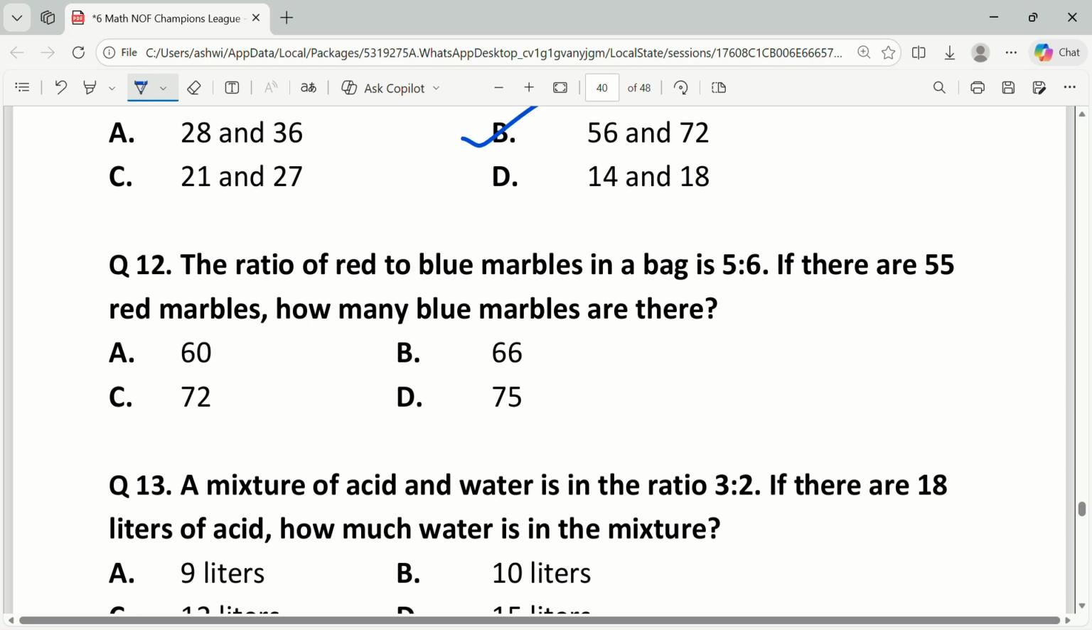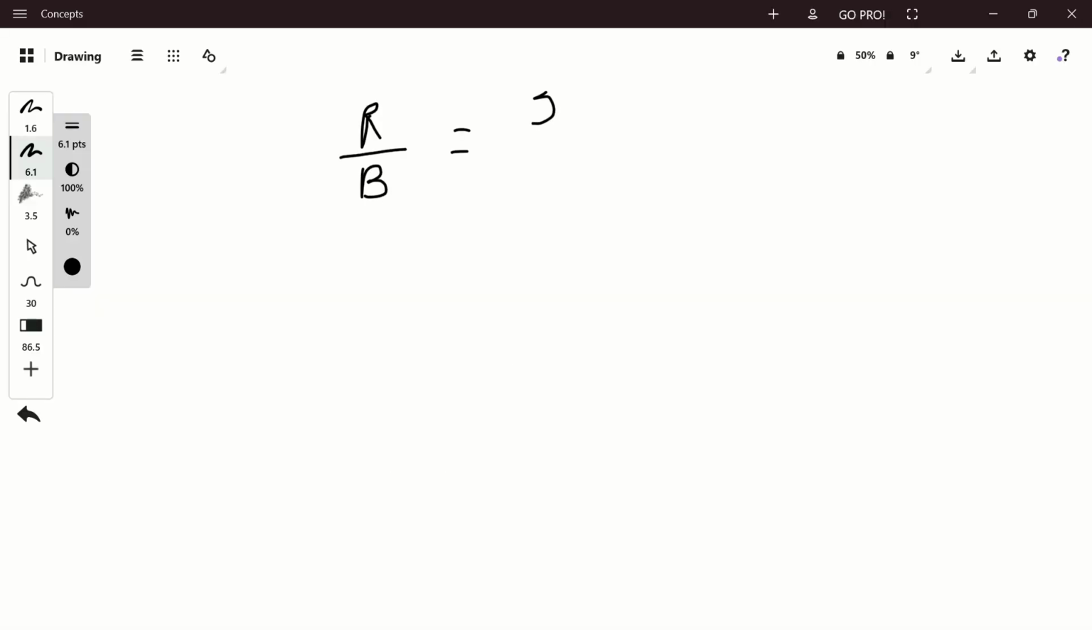The ratio of red to blue marbles in a bag is 5:6. If there are 55 red marbles, how many blue marbles are there? The ratio of red marbles to blue marbles is 5:6. Let R be the number of red marbles in the bag and B the number of blue marbles. Then we have R upon B is equal to 5/6. Given that R is 55, we have 55 upon B is equal to 5/6.